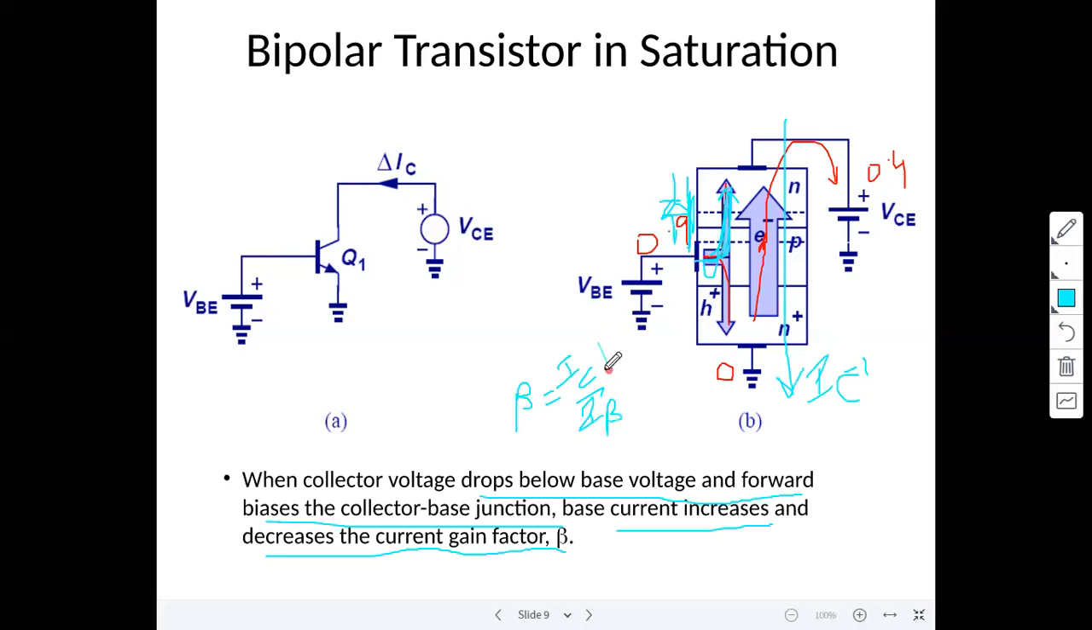Okay. IC decreases means IB also decreases. Sorry, IC decreases, beta also decreases, IB increases.